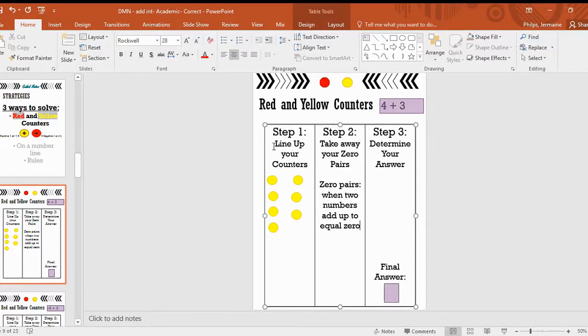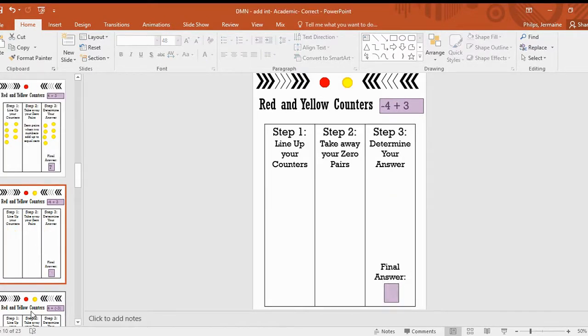So therefore, my answer is going to be just I take everything that's left over in step 1, all of my counters left over in step 1, and bring them over to step 3. So therefore, I have 1, 2, 3, 4, 5, 6, and 7. So I've got 7 counters here. So therefore, my answer is positive 7 because they're all yellow. Okay, positive 7 because they're all yellow. Let's go to the next slide.